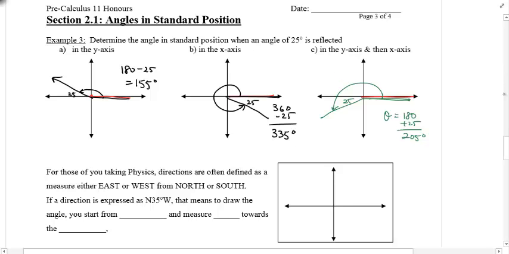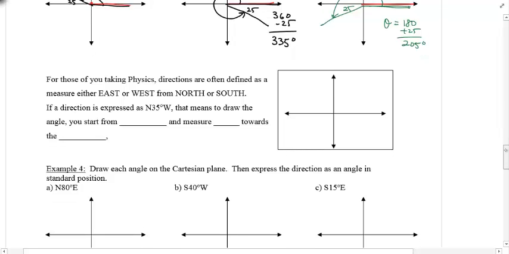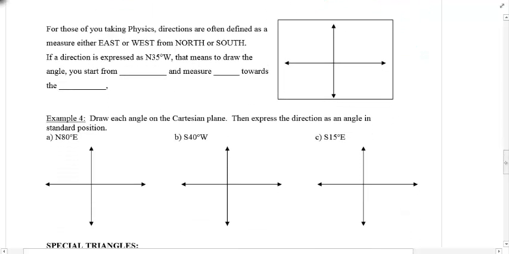Alright, here's a little bit just for those of you doing physics. For those of you taking physics, let's just quickly mention that directions are also defined as measures either east or west from north or south. You're like, what? What does that mean? So let me explain. If they give you a direction expressed this way, N 35 degrees W, where N of course stands for north, that means to draw the angle, you start from north and measure 35 degrees towards the west.